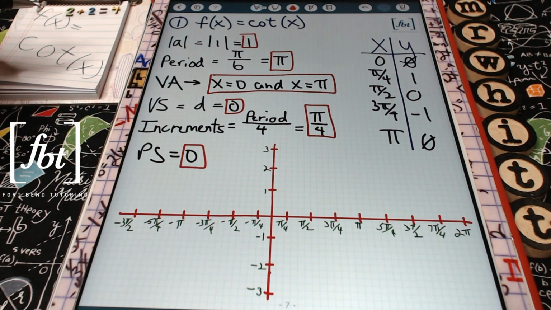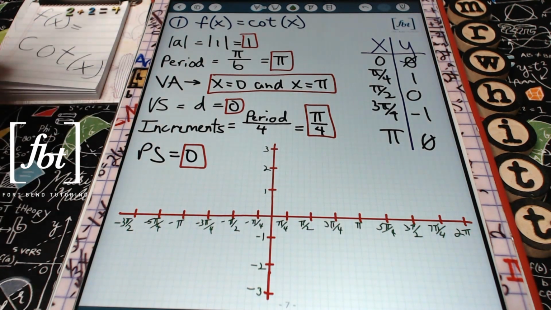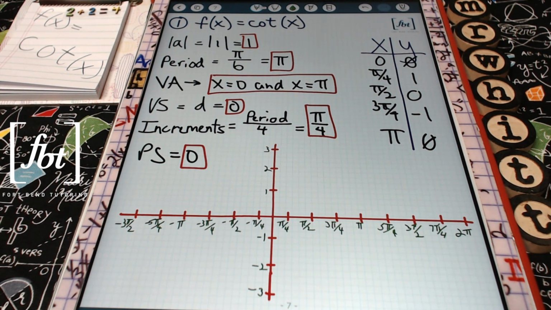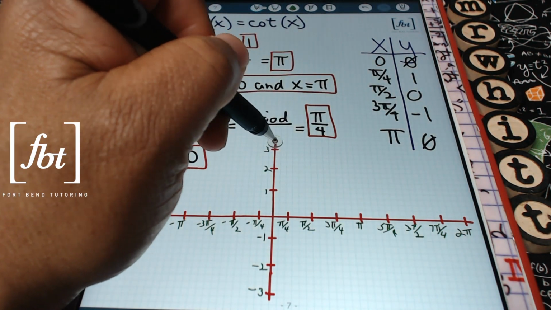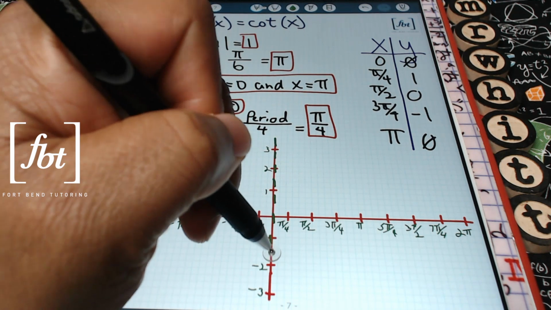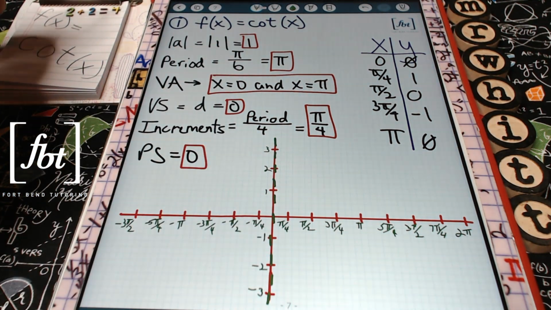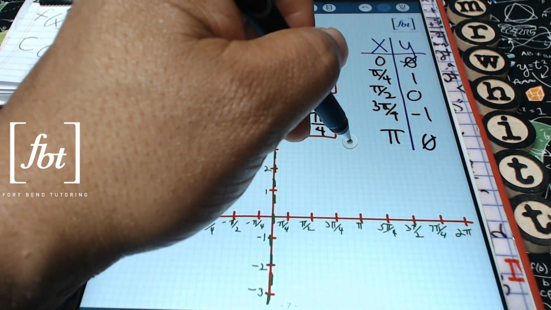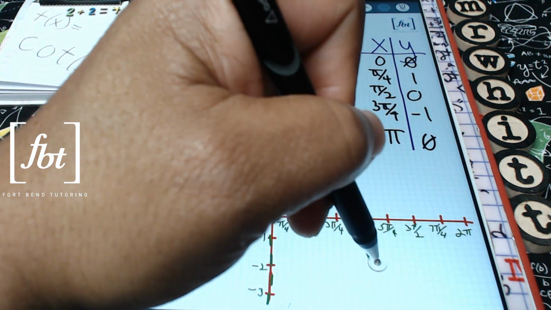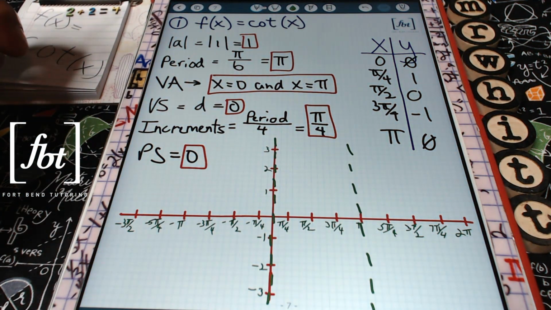As far as graphing our cotangent function right now, we're going to go ahead and start by indicating where our vertical asymptotes are. We know that we're going to have a vertical asymptote at x equals 0, aka the y-axis. So I'm going to do a dash line right here to show what my vertical asymptote is. And then I'll also have a vertical asymptote at x equals pi. Well, that's going to be right here, all right, with a dash line.